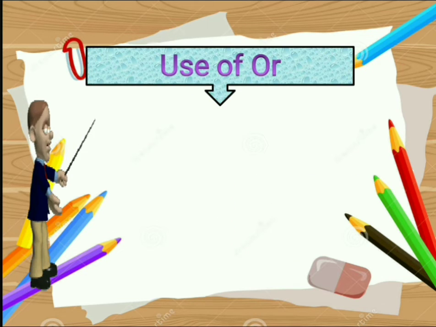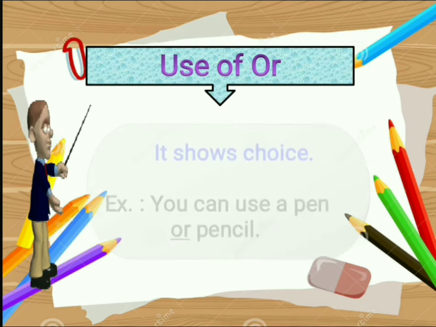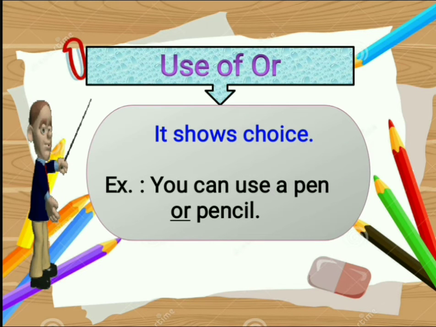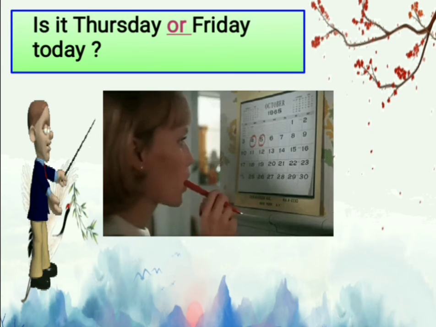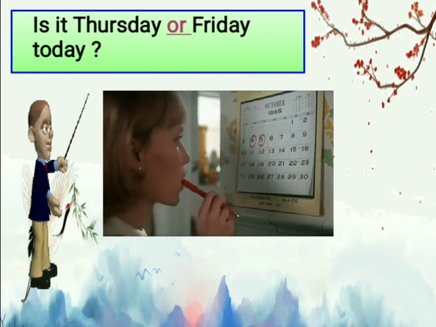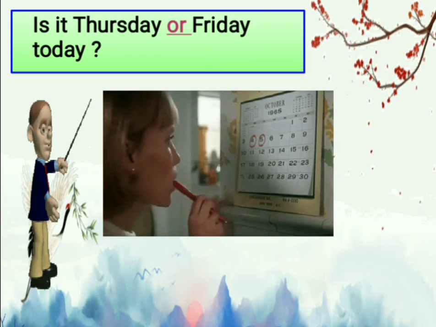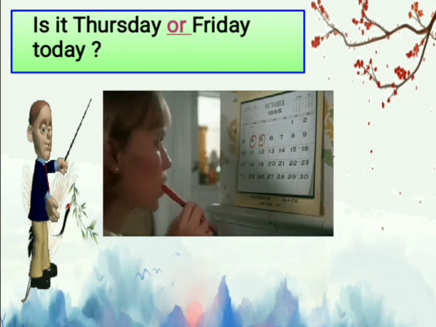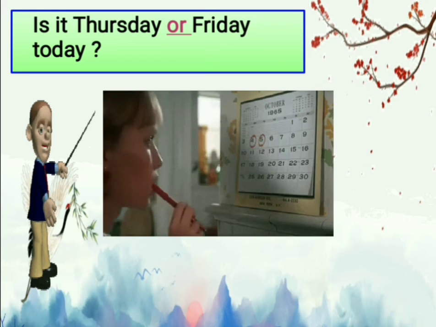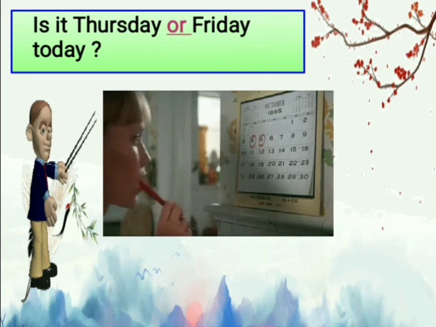The next conjunction is or. And we use the conjunction or to show a choice. For example, you can use a pen or pencil. Let us see another example. Is it Thursday or Friday today? Dear students, again, in this sentence, the conjunction or is used to show a choice.